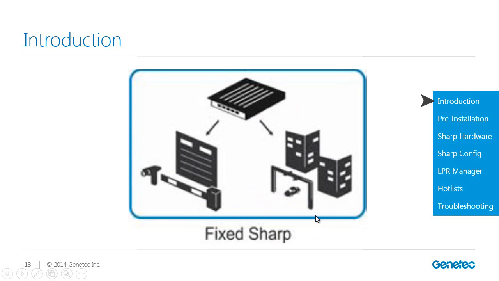In the webinar today, we're only going to be looking at setting up a fixed AutoVu installation. Fixed AutoVu cameras can be set up on a pole, an overpass, or some other stationary location. We can use these to monitor access to a particular roadway or gate, and can even be configured as part of a gate system to automatically open if the plate is recognized.